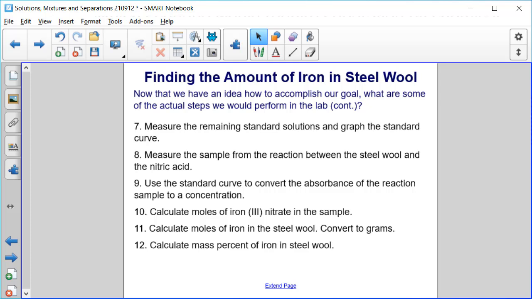So those 12 steps summarize the discussions we've had previous to this that you would want to carry out to be able to accomplish your goal.